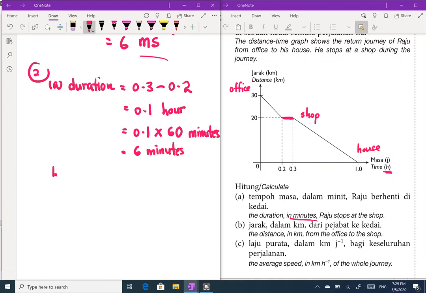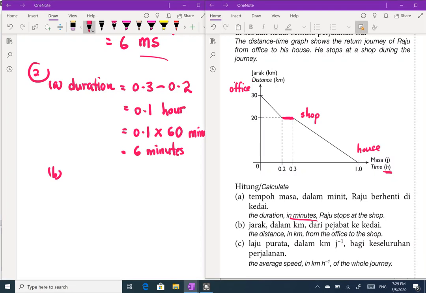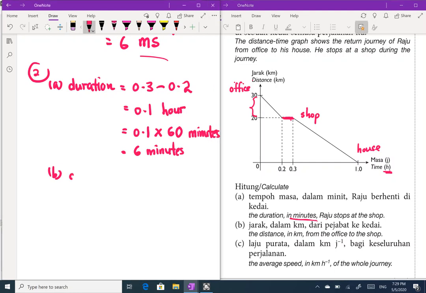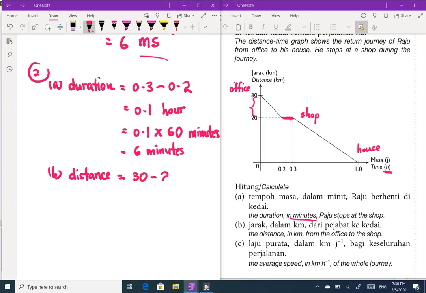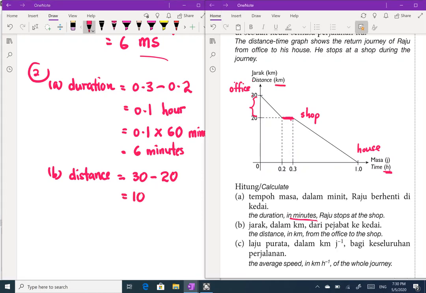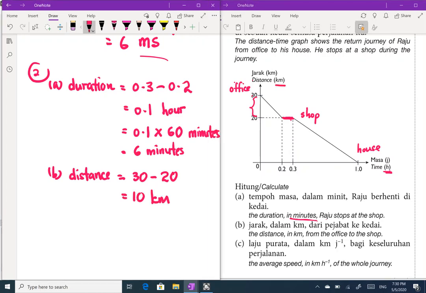Okay, question B. The distance in kilometers from office to shop. From office to shop, what is the total kilometers here? So, the distance from office to the shop is 30 minus 20. So, it's equal to 10 kilometers.